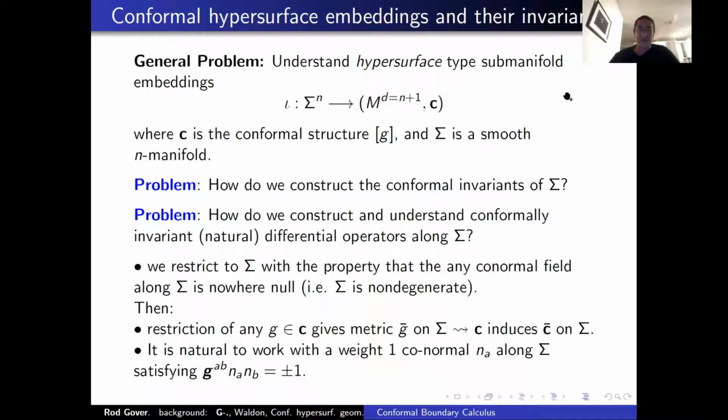Okay. So what is our problem now in this language? We want to understand hypersurface-type submanifold embeddings. So sigma has dimension n, and it's going into a dimension n+1 manifold with a conformal structure as an embedding. We want to understand things like: what geometry is induced on sigma, and how do you construct intrinsic and extrinsic invariants of this embedding? Standard sorts of questions, the first steps you would take if you were trying to understand this. So how do we construct, for instance, the conformal invariants of sigma?